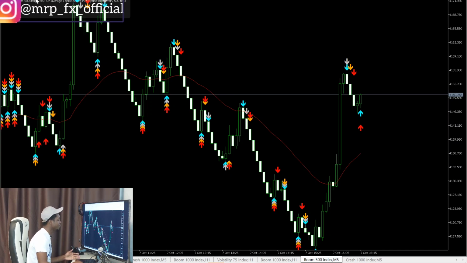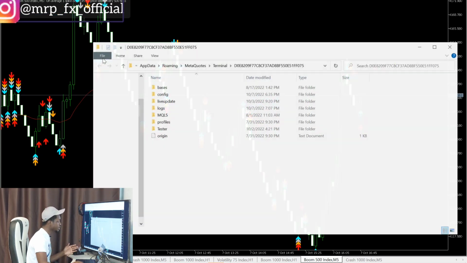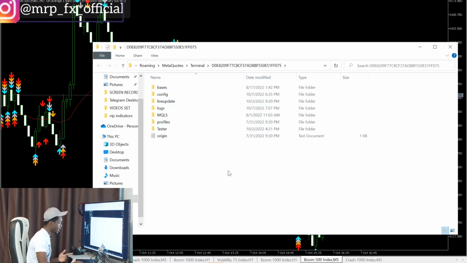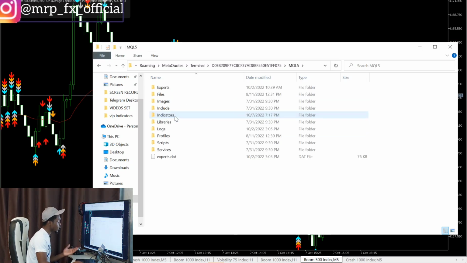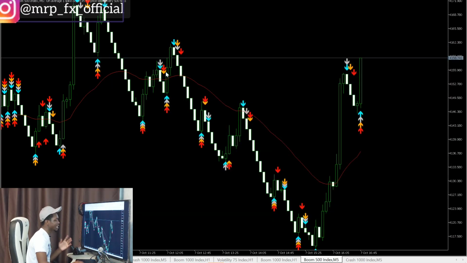Now after unzipping the file, just copy that file, go under File under your MetaTrader 5, click on it, and then go under Open Data Folder. It should pop up something like that. Now you just need to go to your MQL5. Click on your MQL5 and then paste that indicator under your Indicators folder.